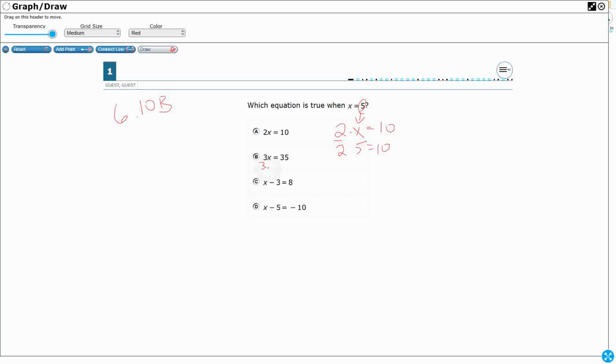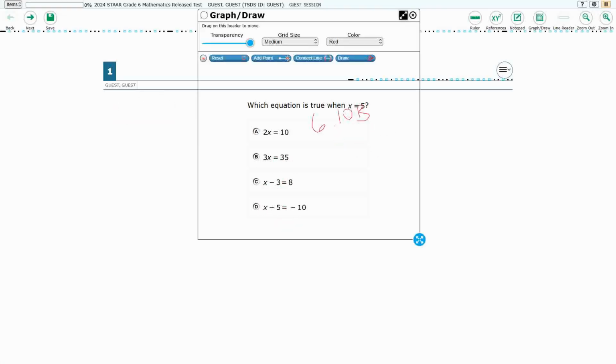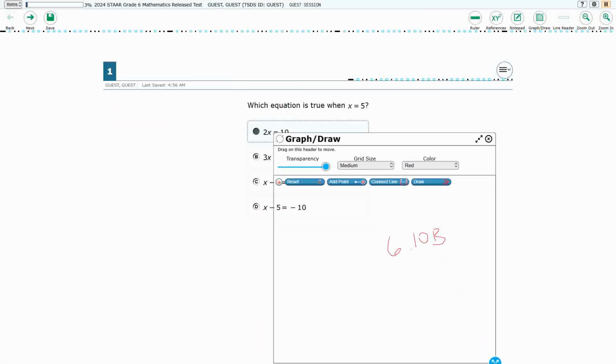This is 3 times 5, but it equals 15, not 35, so that doesn't work. This is 5 minus 3, that equals 2, not 8. This is 5 minus 5, that equals 0, not negative 10. So this one was a pretty simple one for us to get started with.